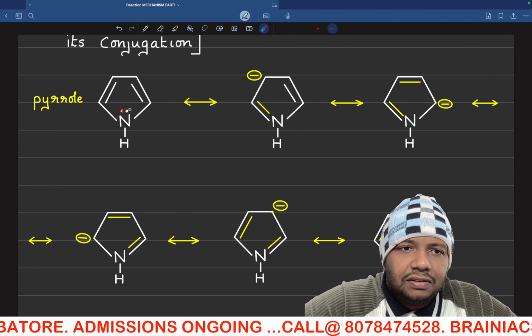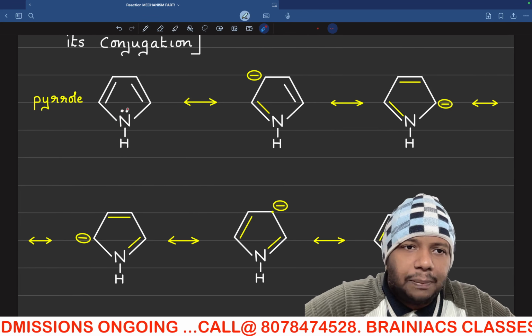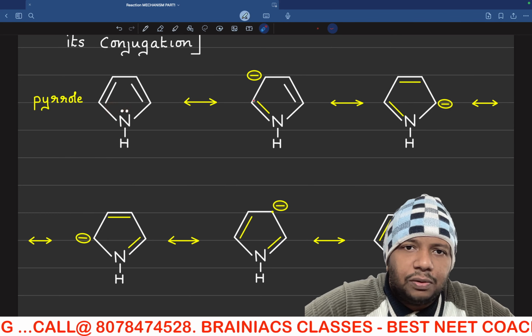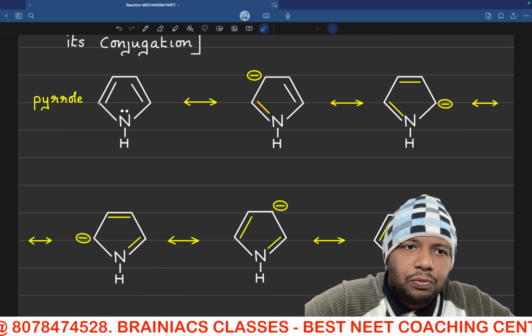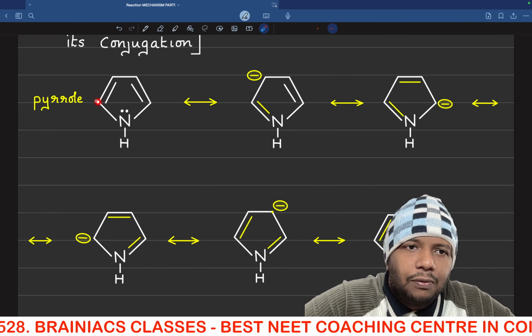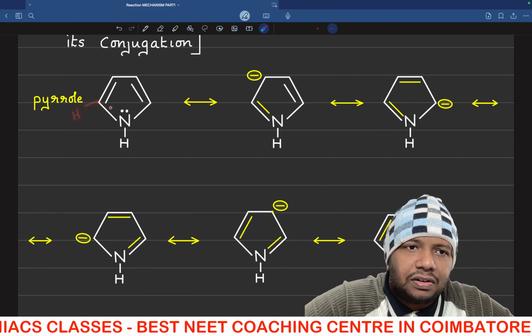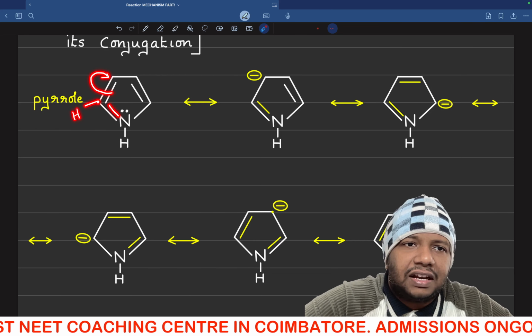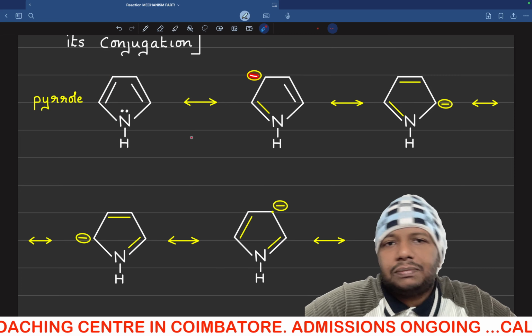Okay. So here I have tried to show you how pyrrole shows resonance. You can see this is the first structure. In the next structure, what will happen? The lone pair will move towards the double bond and form a double bond here. When the double bond is formed, this carbon will have 5 valencies, and there is a hydrogen also present. So it will move to here as a negative charge.